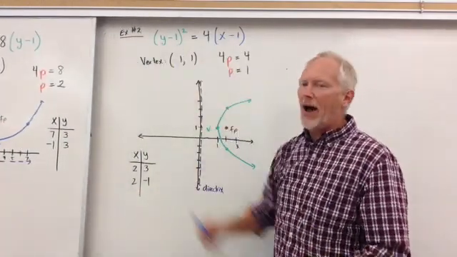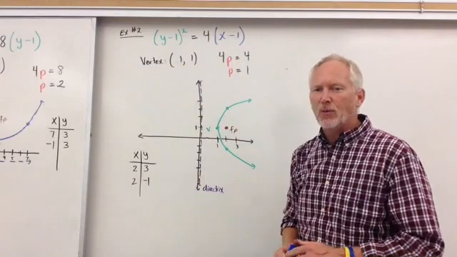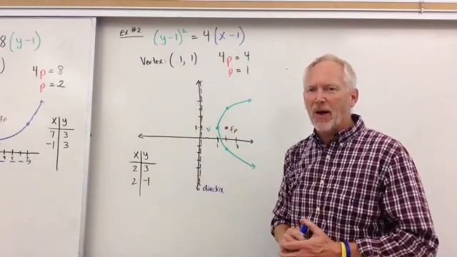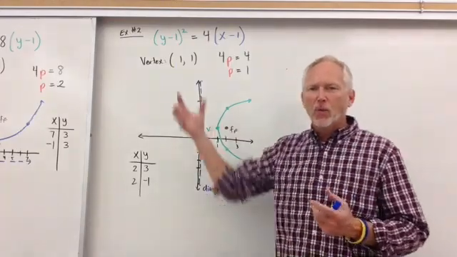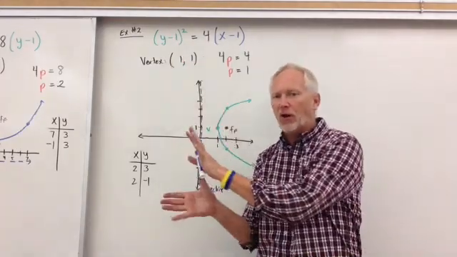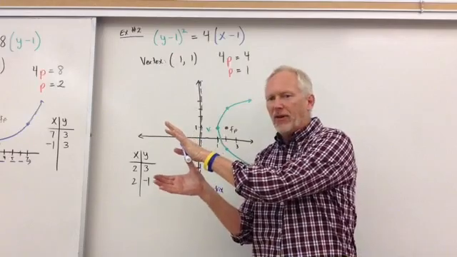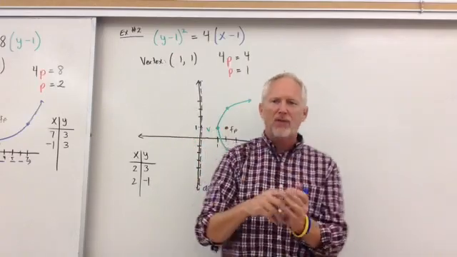All right, so example number 2, here we go. This time we have y minus 1 squared is equal to 4 times x minus 1. Again, first thing we got to do is diagnose, right? What's happening? We've got a y squared, so we're going to either open to the negative side or open to the positive side.